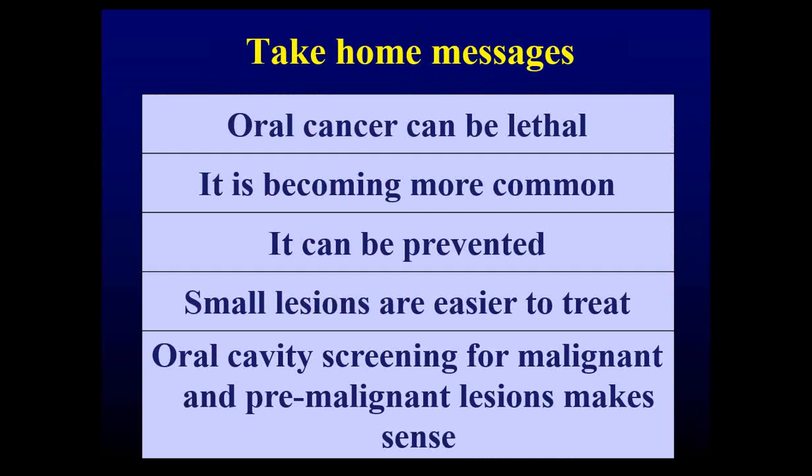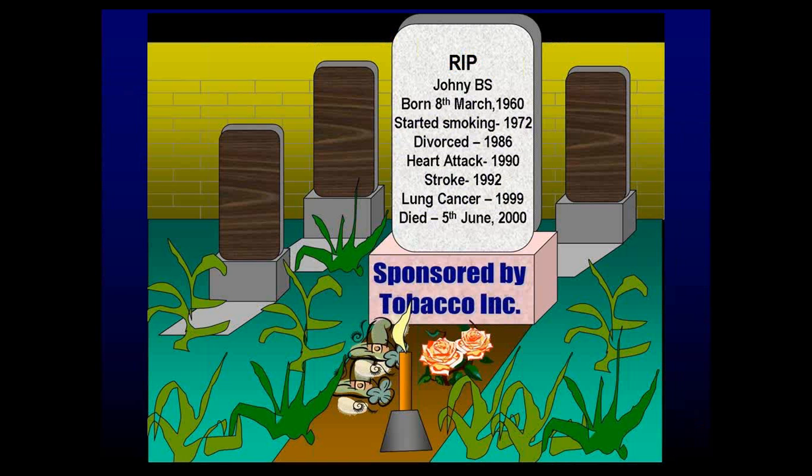But we also know that it can be prevented. This is one of the most preventable cancers among all the cancers. We know the risk factors, and if we remove the causes, tobacco and alcohol, which are the main causes, we can reduce 70 to 80% of the disease. And we also know that if detected early, they are easier to treat and prognosis is good. Therefore, proper oral cavity screening for both precancerous and cancerous lesions makes sense. With this, I end my talk. Thank you very much.